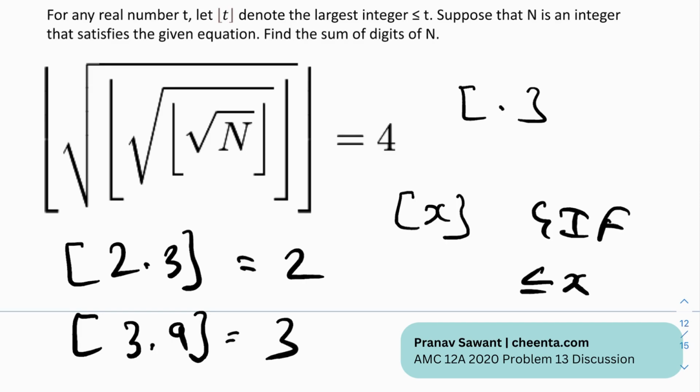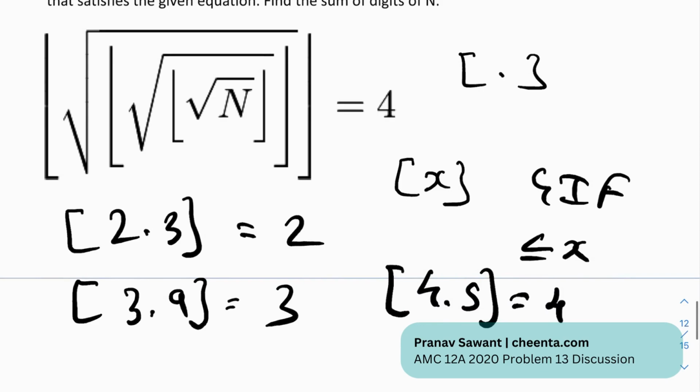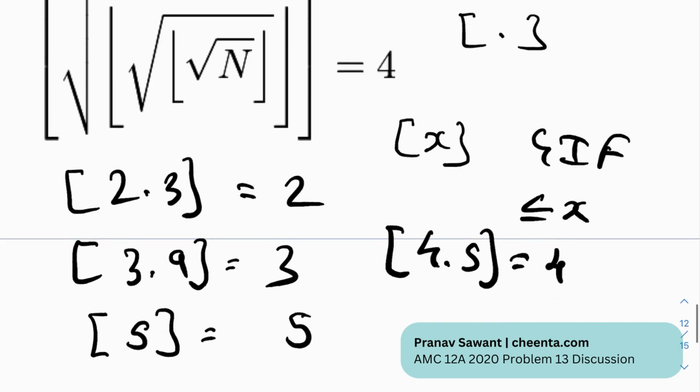It is not rounding off, okay? What is the greatest integer less than or equal to 4.5? That will be 4. What is the greatest integer less than or equal to 5? That will be 5. The greatest integer of x is x if x is an integer.